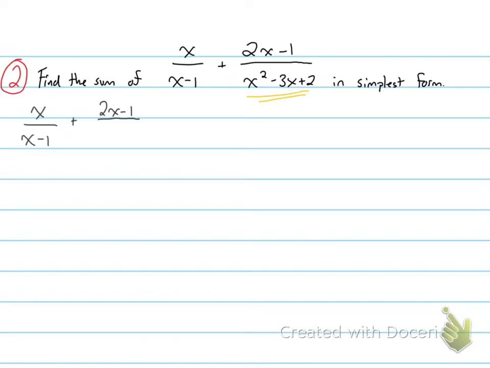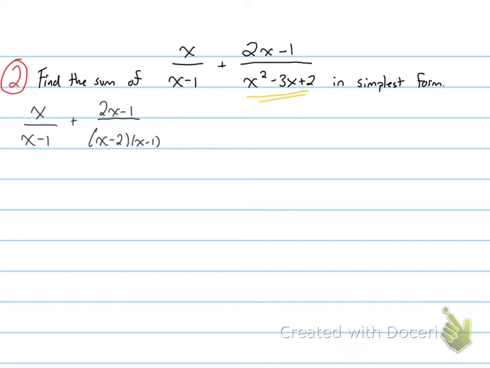So x over x minus 1 isn't going to factor out or anything. 2x minus 1 I'm going to leave as is. This quadratic expression below, though, I'm going to factor. Two numbers that multiply to give me 2 and add up to give me negative 3 are negative 2 and negative 1. So now that I have this written out in factored form, I could see what I have to multiply by to one of the fractions to get them to both match up.